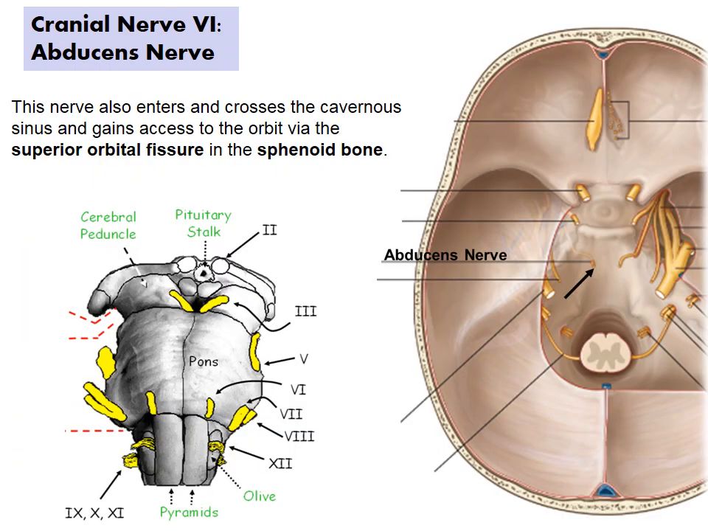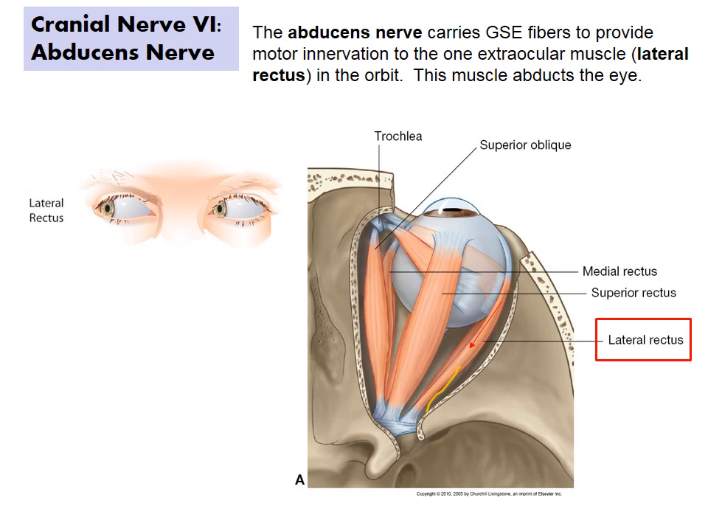Cranial nerve number 6 is the abducens nerve. So the abducens nerve comes out of this medial pontomedullary junction and traverses anteriorly to exit through the superior orbital fissure. The abducens nerve carries GSE fibers, which provide motor innervation to just one extraocular eye muscle, the lateral rectus. So when this lateral rectus contracts, it pulls laterally on the eye and allows the eyeball to abduct. So here we see this person abducting.